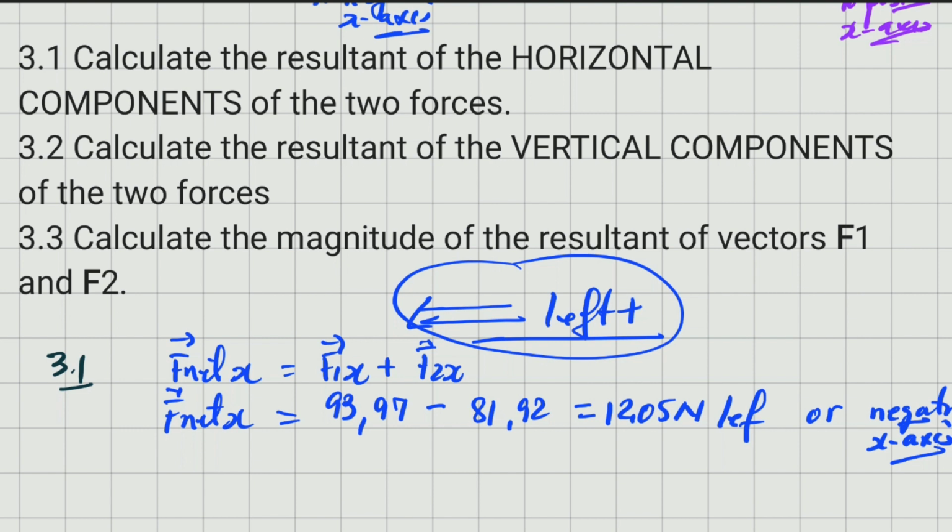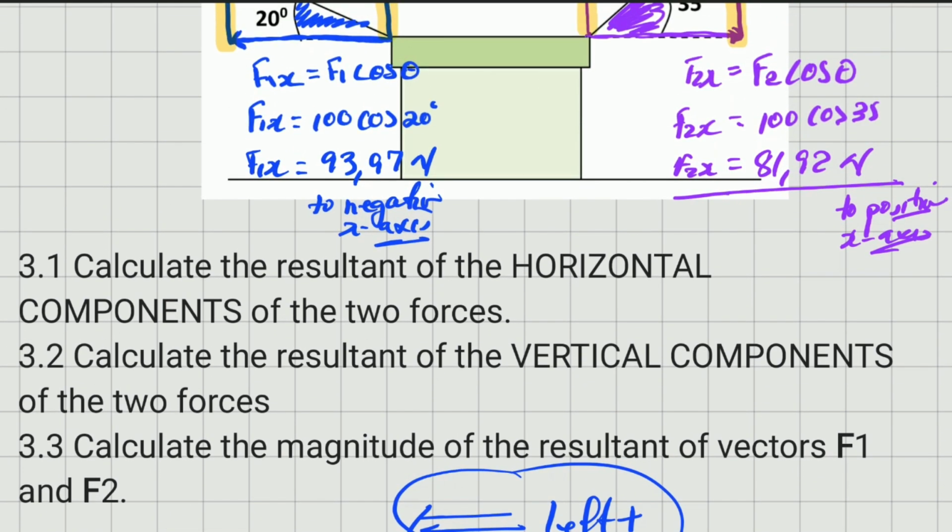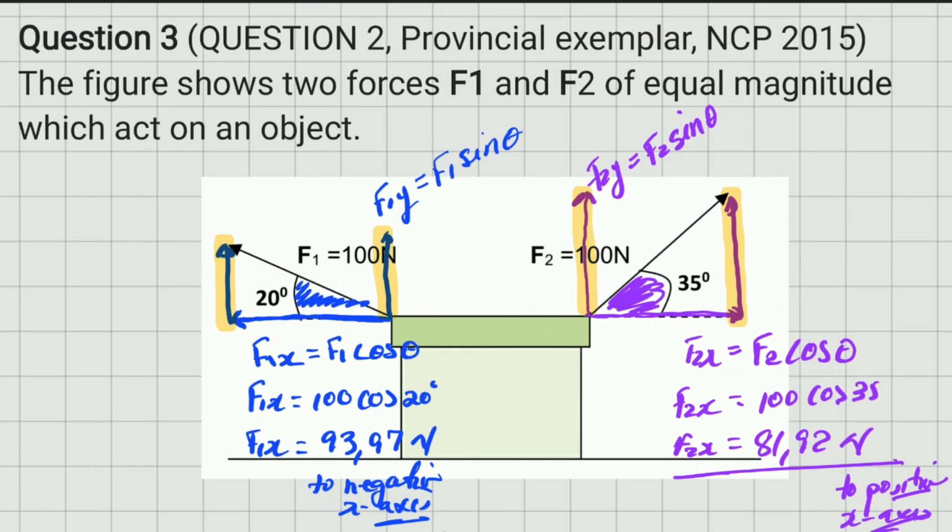Now question 3.2 is asking you to calculate the resultant of the vertical component, and to do that, first we have to calculate each of the vertical components, but I think you already understand now, so I'm just going to substitute and calculate for you.